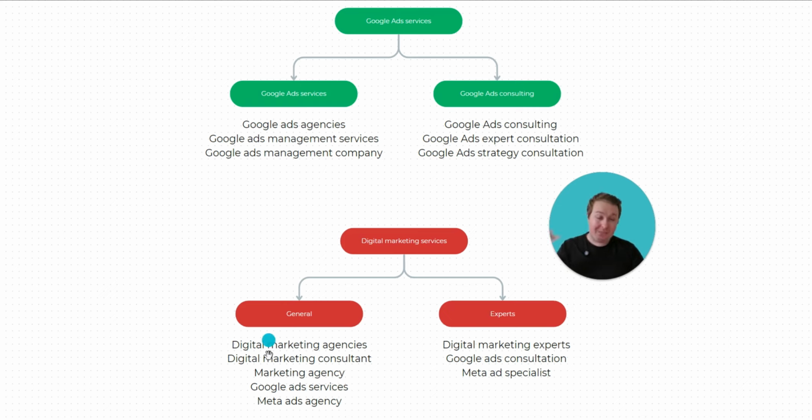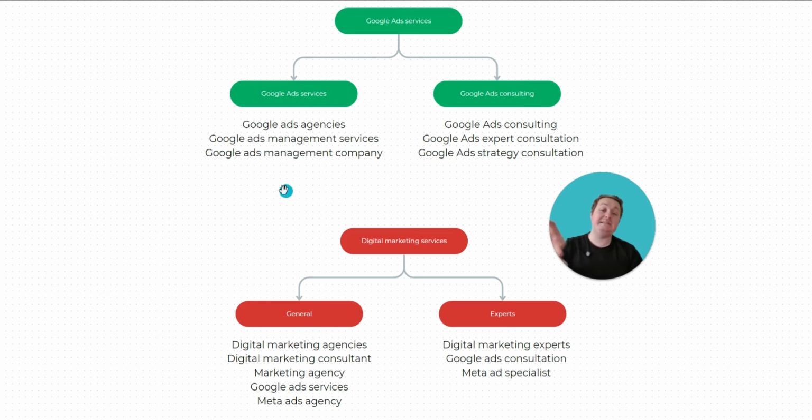So the general one, this is where it's kind of messy, right? Because we have digital marketing agencies, digital marketing consultant, marketing agency, Google Ads Services, Meta Ads Agency. It's all over the place. Because digital marketing is not just Meta, it's not just Google Ads, and this could be a problem. It might not be, but it could be a problem because it might start showing ads for searches relating to content management. Maybe it's somebody looking for a job at a marketing agency, whatever it is.